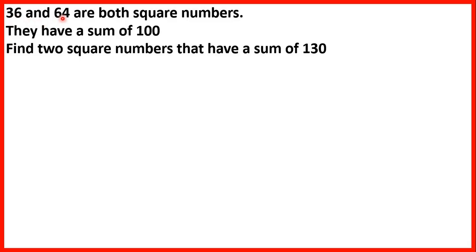36 and 64 are both square numbers. They have a sum of 100, because 36 plus 64 is 100. Find 2 square numbers that have a sum of 130. So remember, square numbers are what you get when you multiply a number by itself.